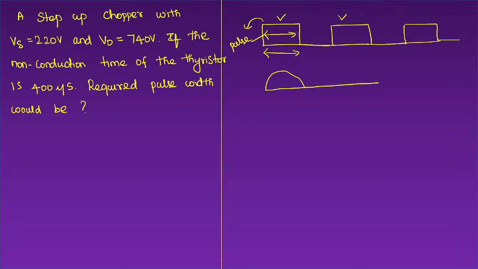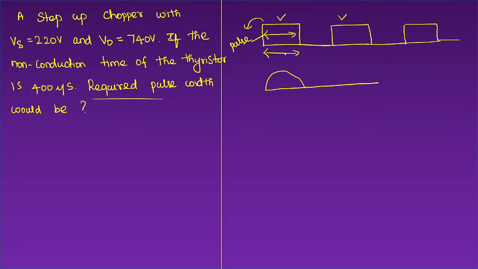Answer please. Are you people trying? Okay. Shall I try? Okay. Listen. So basically what they are asking is the required pulse width. And they are talking about thyristor on time, off time, and so on. They are talking about the chopper circuit, thyristor, everything is given.